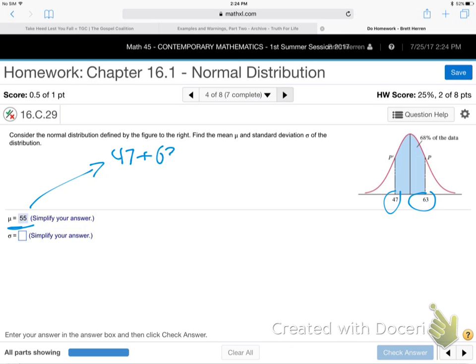47 plus 63 divided by 2. So that's 110 divided by 2. 55. So that's the middle. The middle is 55. Now, how do we find the sigma? What's the sigma? So the middle is 55, right here. So what do we do to find the sigma?